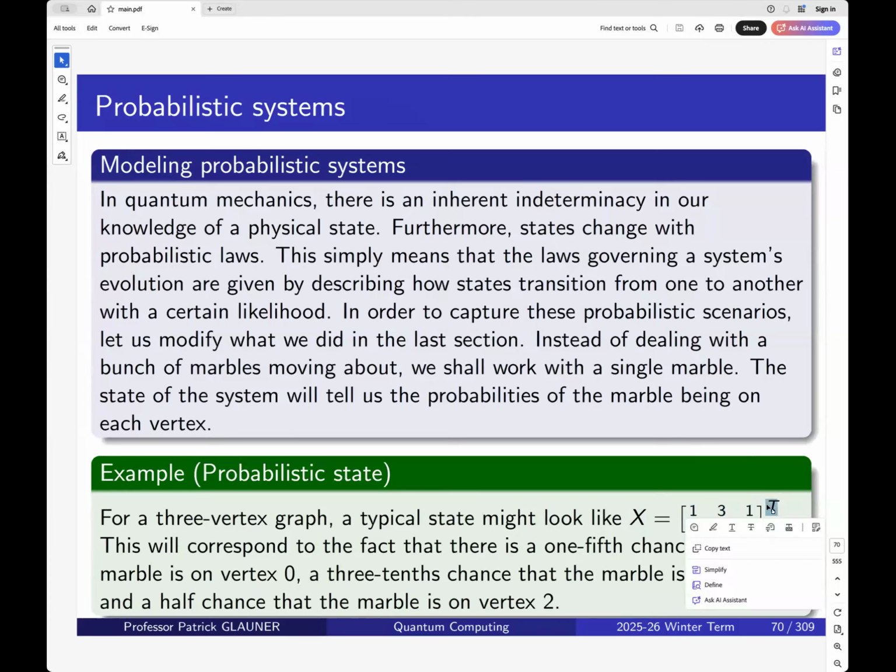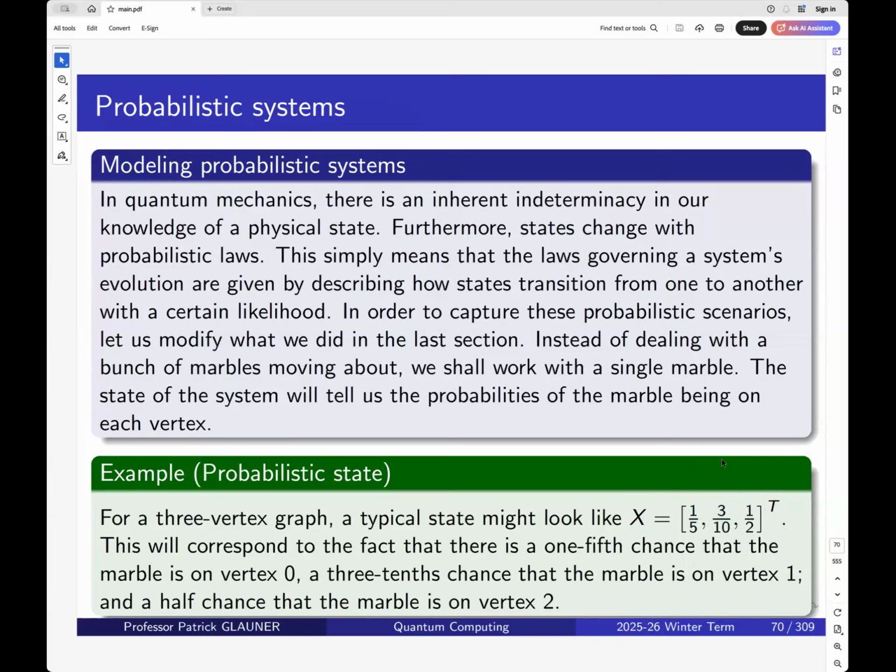That's why it's very important we transpose the row vector, so that we actually deal with a column vector. And for a simpler system, we would see here the first entry is 1/5, then 3 divided by 10 and a half. So this is 0.2, 0.3, and 0.5.